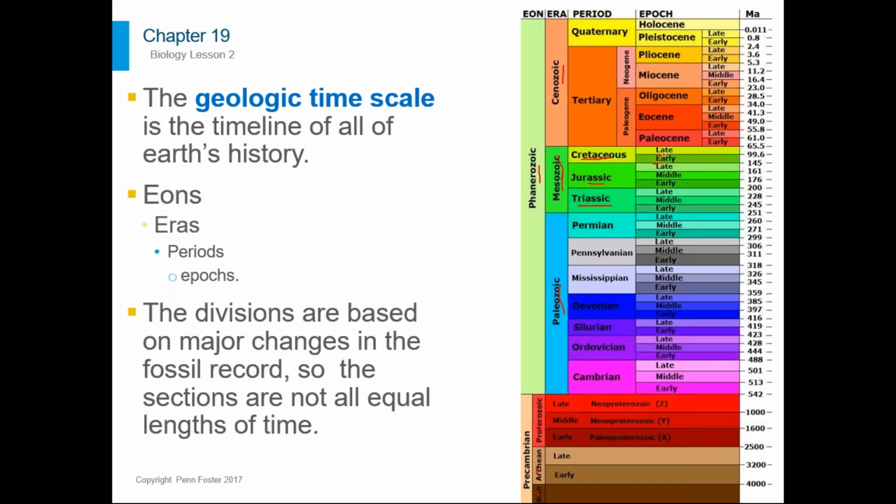These divisions of when we say this period started and ended or this era started and ended, they are based on major changes in the fossil record, not on equal length of time. So we don't say like an era is exactly 20 million years. We kind of look at major changes in the fossils and say, okay, we've hit a new era.